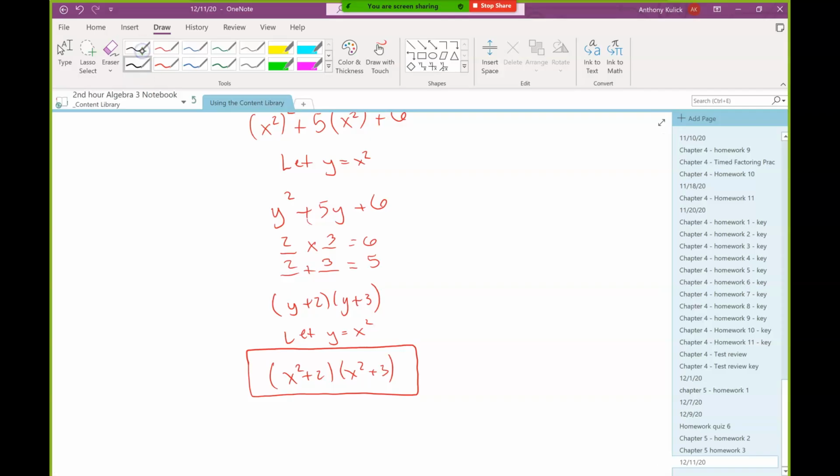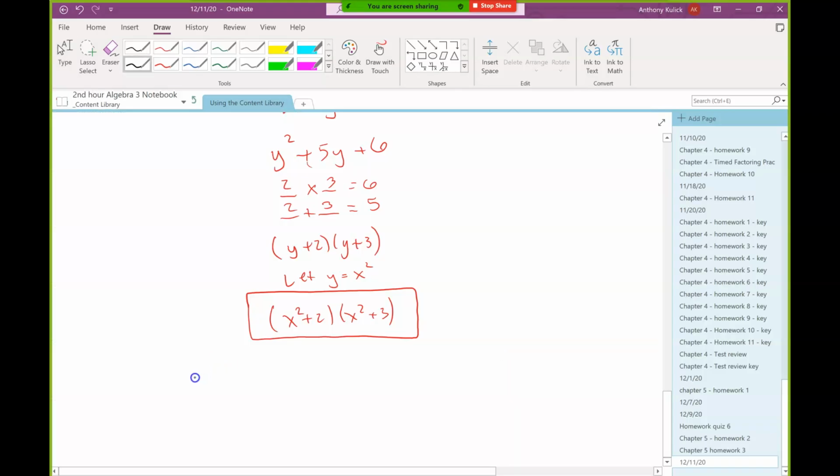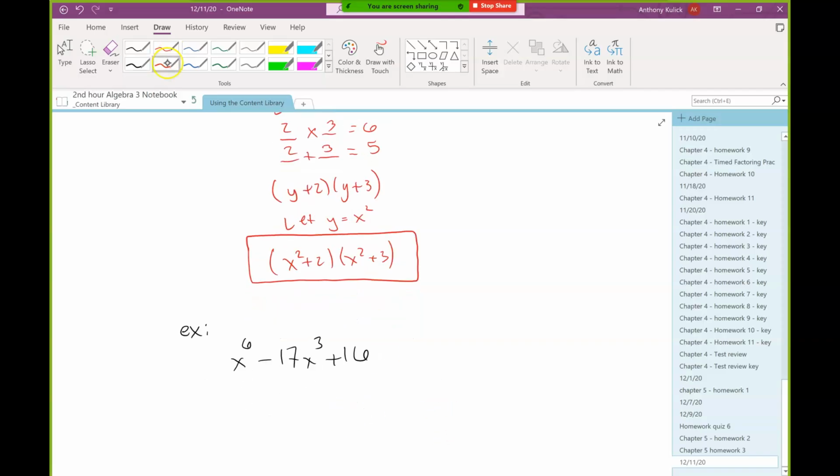Let's do another. So let's say I have x to the 6th minus 17x to the 3rd plus 16. So just like I did before, I'm going to check to make sure it's in the quadratic form. I see my biggest exponent is twice the next exponent, and then I have a constant term. So I am in the quadratic form.